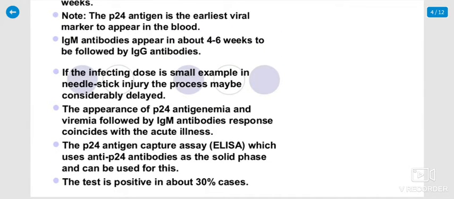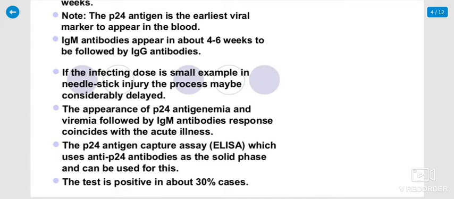At the same time, the appearance of P24 antigenemia and viremia, followed by the immunoglobulin M antibody response, coincides with the acute illness. This is the most prominent antibody response in the acute illness of the affected person.